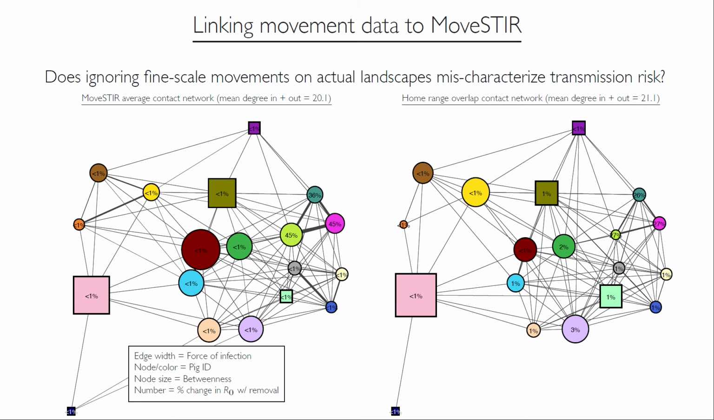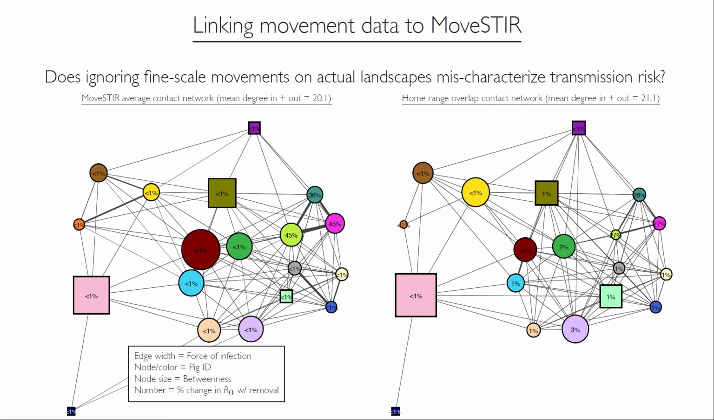Quickly orienting you on these networks, nodes are pigs. Edges and edge width represent the force of infection felt between two pigs. It's actually pretty symmetrical in this case, so I'm just showing one edge. There are actually in and out degrees on both of these. The size of the node is the betweenness of particular individuals, so roughly the capacity of that individual to facilitate pathogen spread across the network.